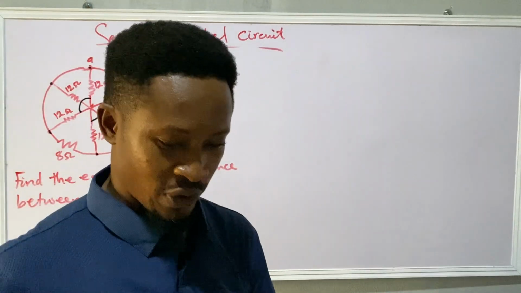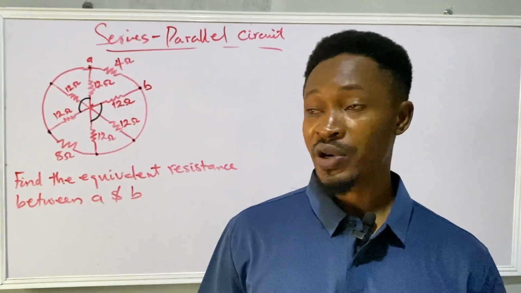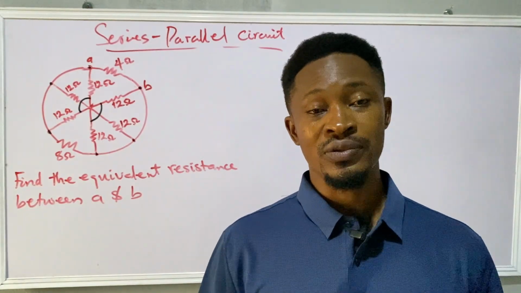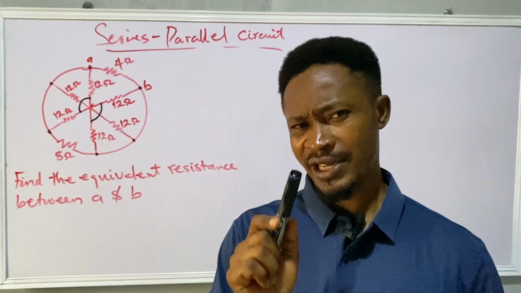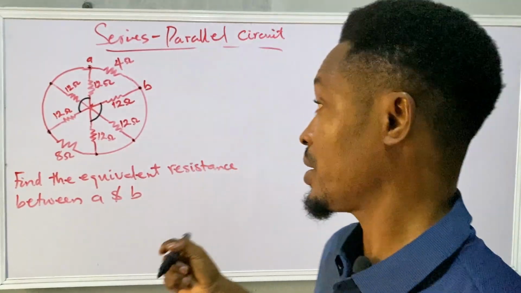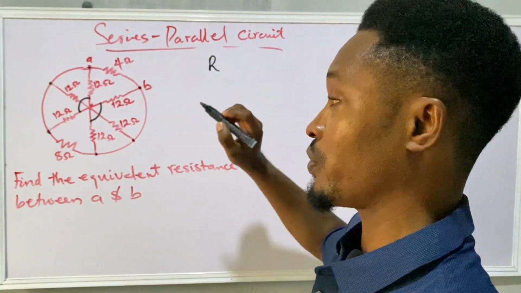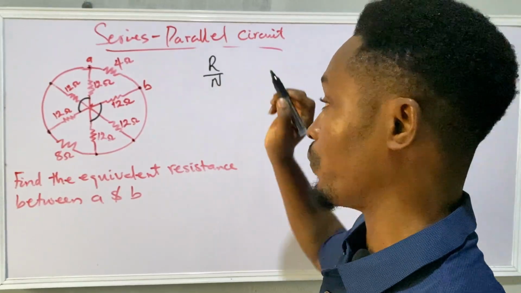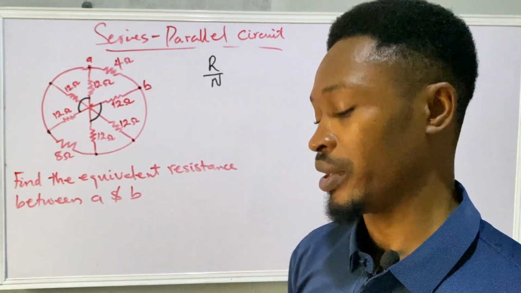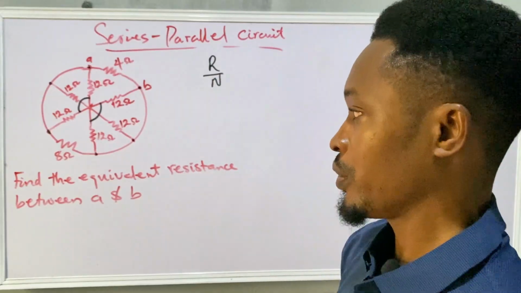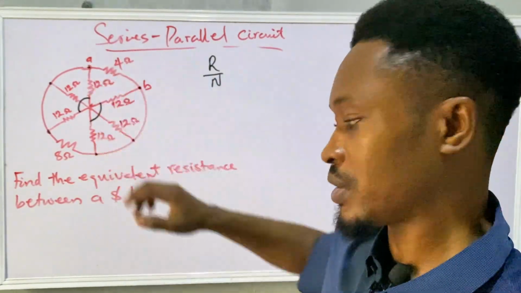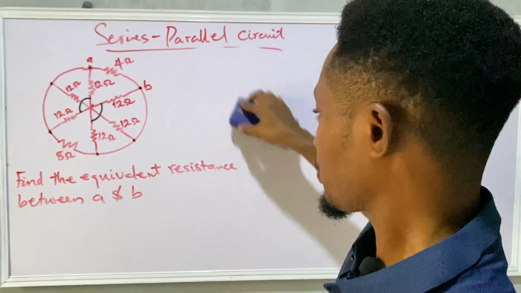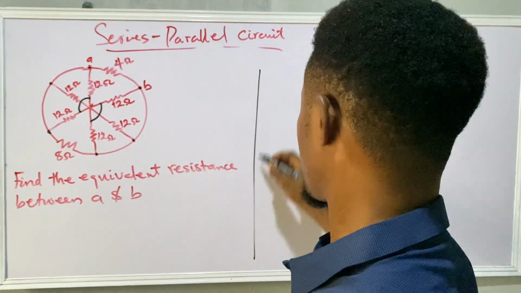Remember what we said before, that when 2 or more resistors of the same value are connected in parallel, the equivalent resistance will be equal to the value of one resistor divided by the number of resistors in parallel. So we use this formula to resolve this circuit. Let's go straight to the solution.